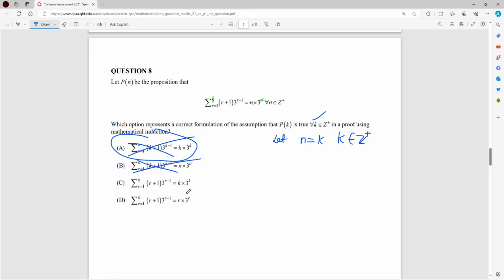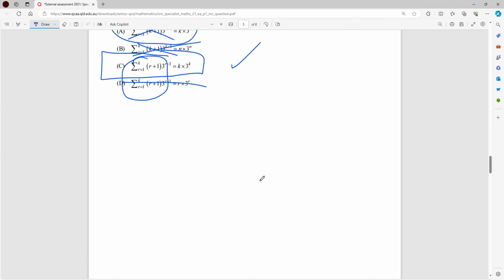Now, what's different between these two is that the left-hand side of both of these is correct, however, the right-hand side is incorrect. They've put r's over here, so that's incorrect. So the correct answer is C because they replace all the n's with k's, okay? And that's it for 8. So let's take a look at the next question now.